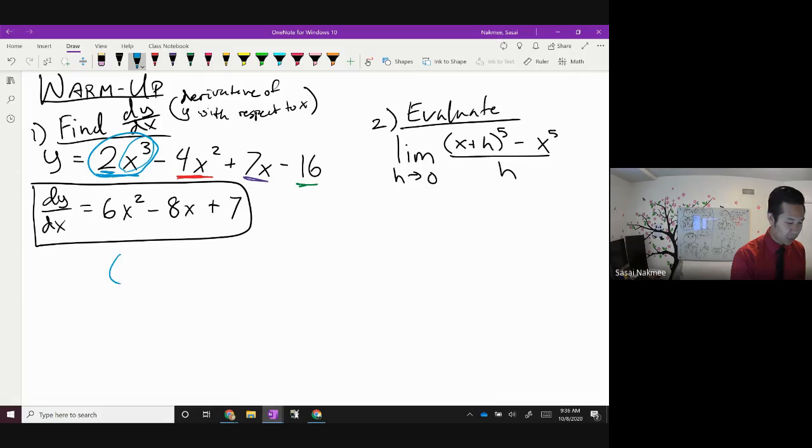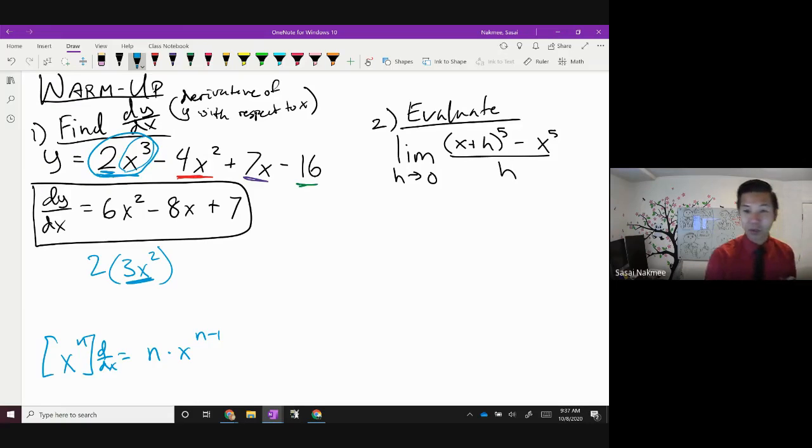The power rule here states that the derivative of x cubed is going to work out to be 3x squared. And again, if you don't remember the power rule, if I have x to any power, the derivative of that with respect to x is going to equal n times x to the n minus 1 power. Right? So that's where that 3x squared comes from, and the 2 is just the coefficient that comes along with it.